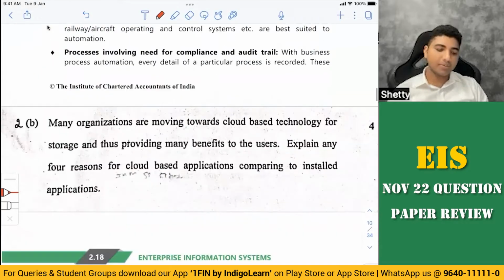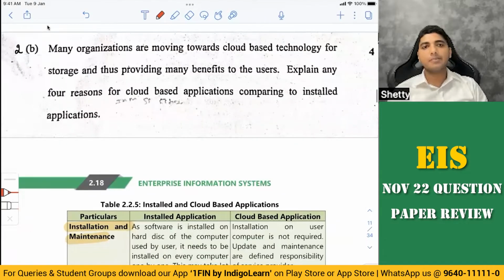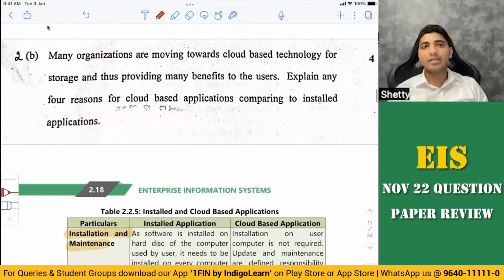And let us talk about this question. That is question number 2B. Again, this is for 4 marks. Now, what is the question? Many organizations are moving towards cloud-based technology for storage and thus providing many benefits to the users. Explain any 4 reasons for cloud-based applications compared to installed applications.